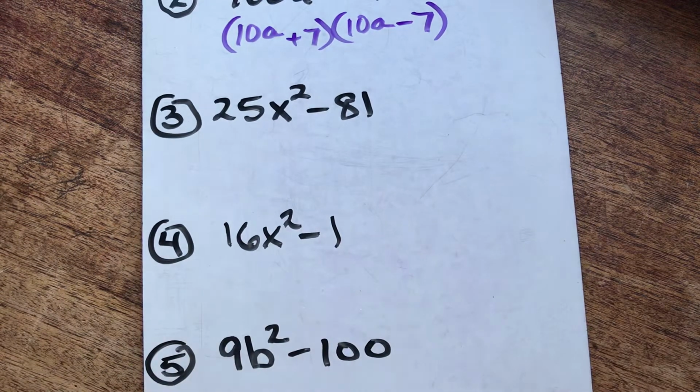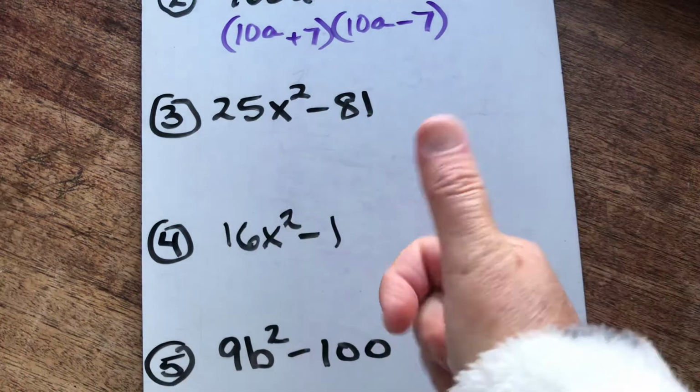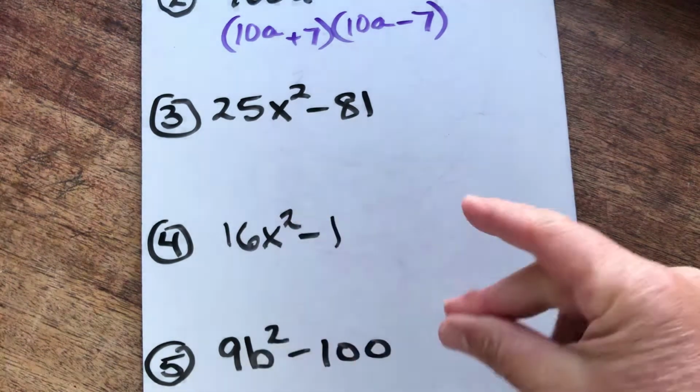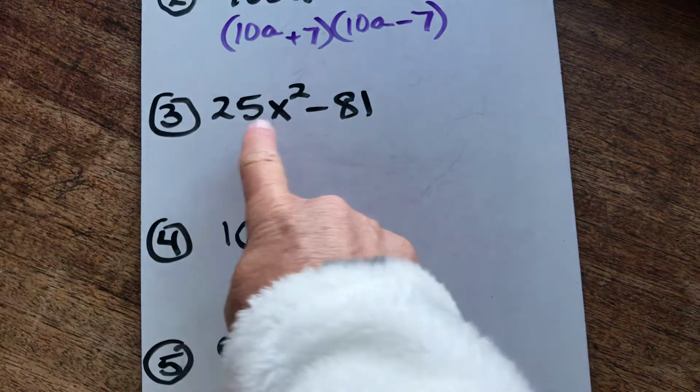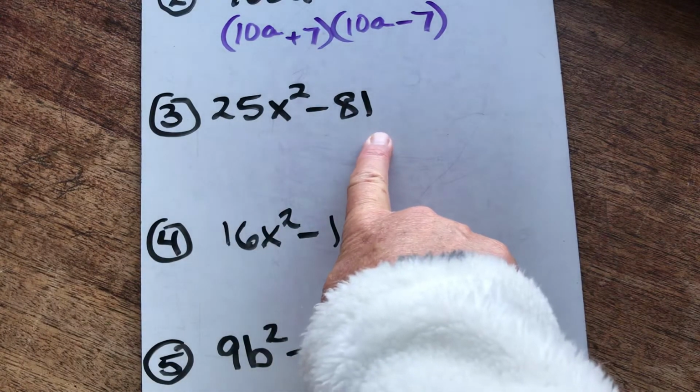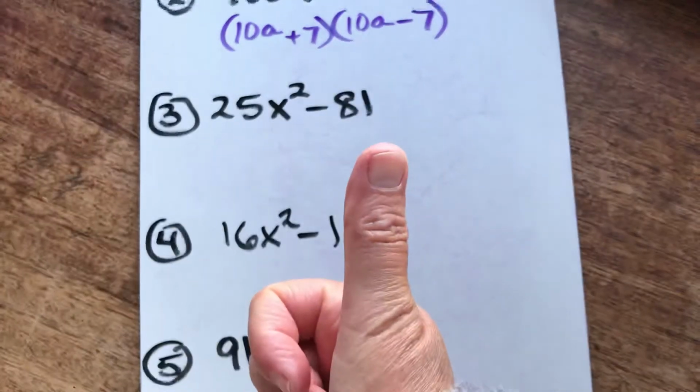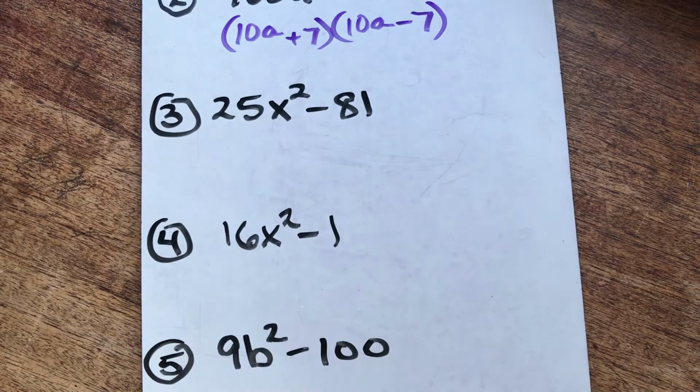Let's keep going on number 3 on the notes. So we have 25x squared minus 81. Well, is it a difference of perfect squares? Let's see. Is it a binomial? Check. Does it have a subtraction sign in the middle? Check. Is 25 and 81 perfect squares? Check. So let's go ahead and give this a roll.